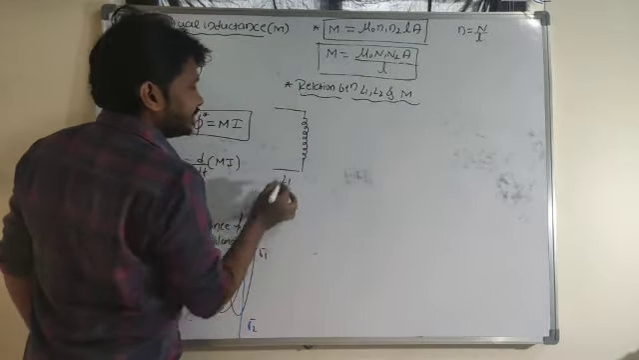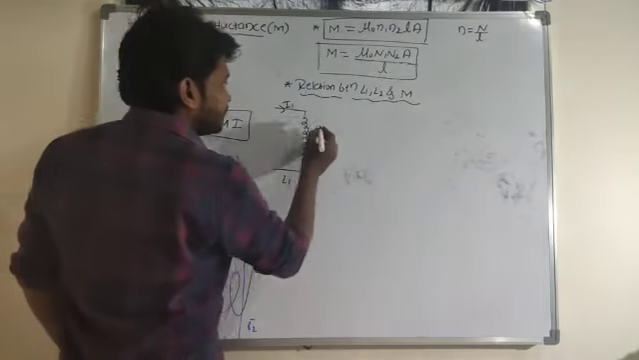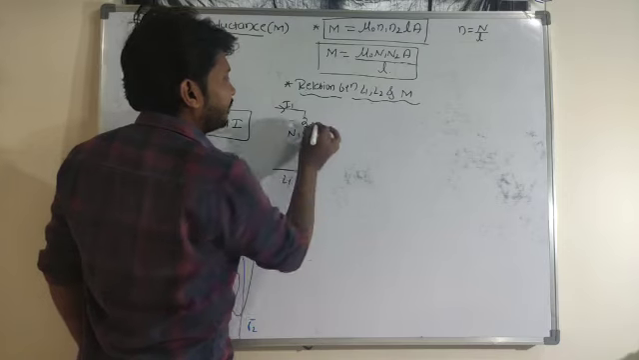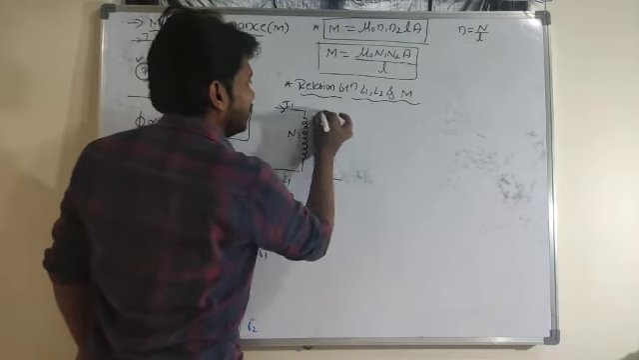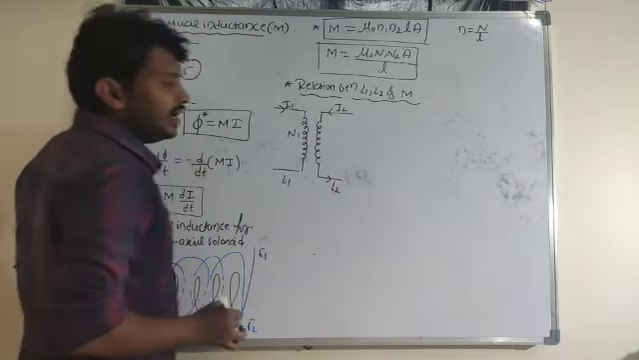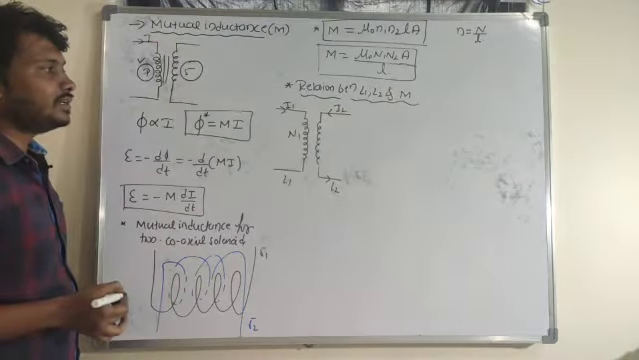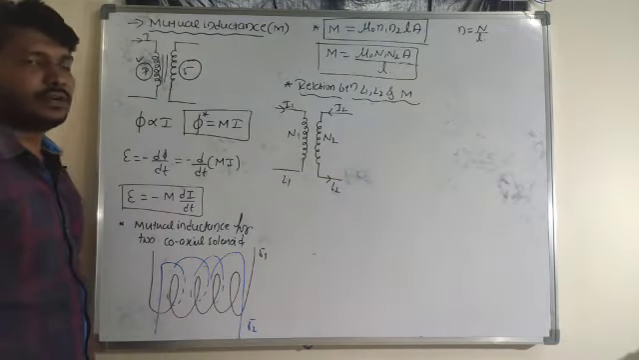So this coil is L1, I will name. In that first coil, I1 amount of current is flowing here. It consists of N1 number of turns here. In that second one, I2 amount of current is there. Its self inductance value is L2 and it has N2 number of turns here.